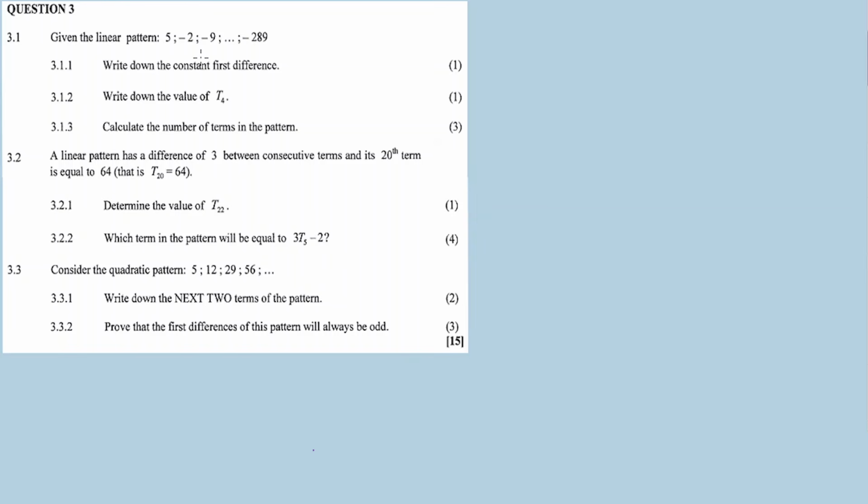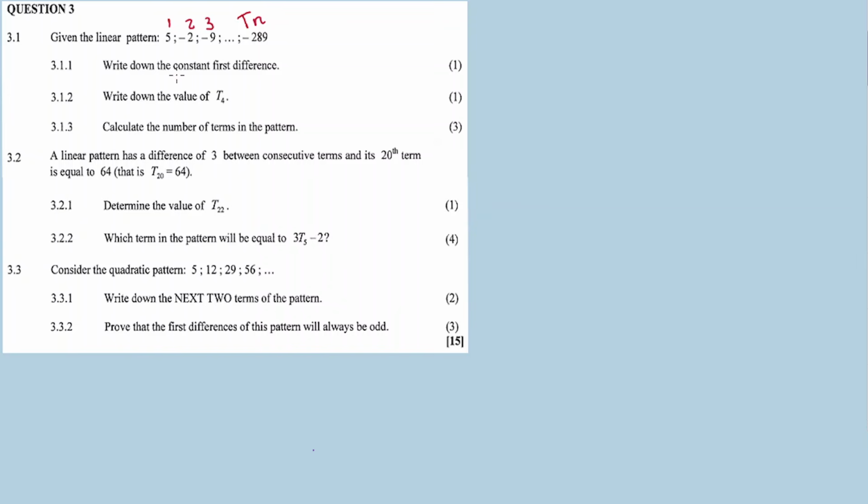Now here, let us study this pattern they have given us. So term number 1, term number 2, term number 3. We don't know which term number minus 289 is. So this is our end term. We don't know which term number minus 289 is.